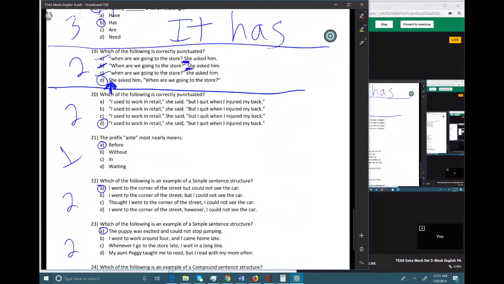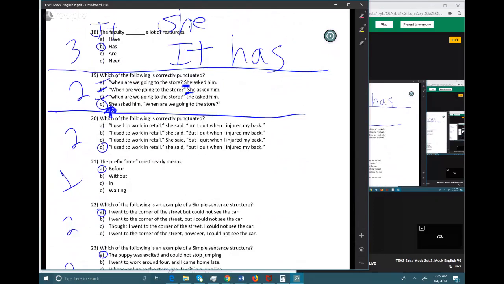It does not matter whether you have the quote first or the she asked him first. So you didn't pick D because they have she asked him at the front. That does not matter. What matters is that wherever they decide to put that attribution, it's done correctly. That's why we picked D. That and the capitalization.